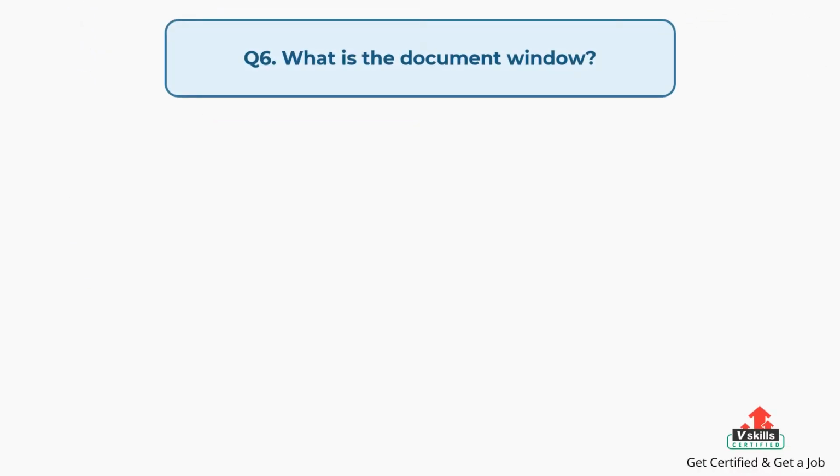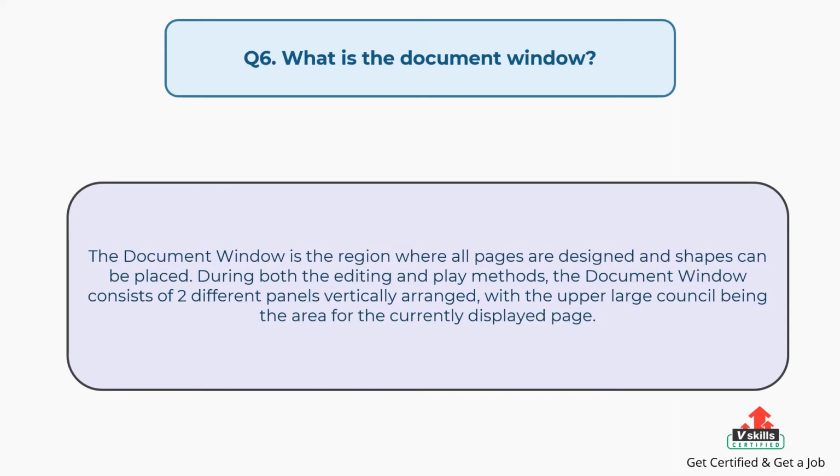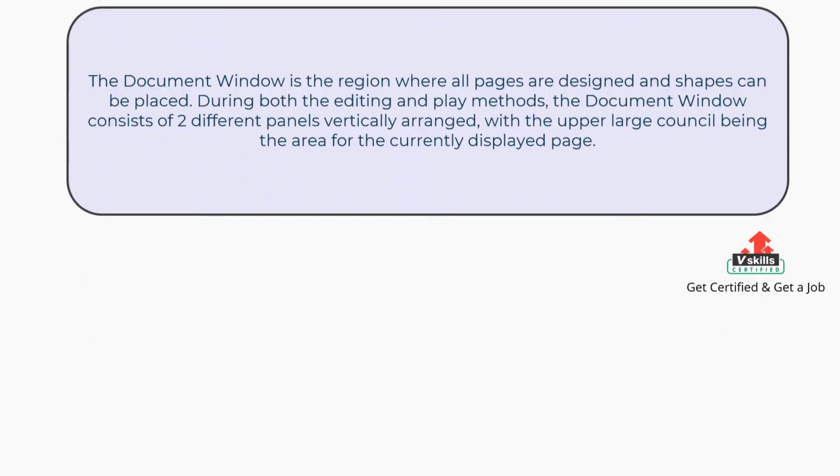Question number 6. What is the document window? The answer is the document window is the region where all pages are designed and shapes can be placed. During both the editing and play methods, the document window consists of 2 different panels vertically arranged, with the upper large console being the area for the currently displayed page.